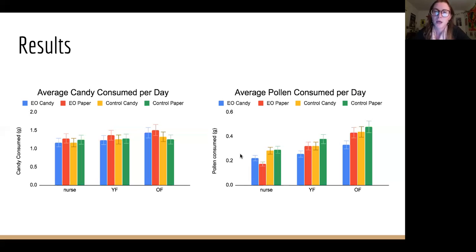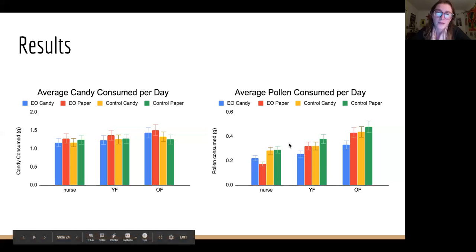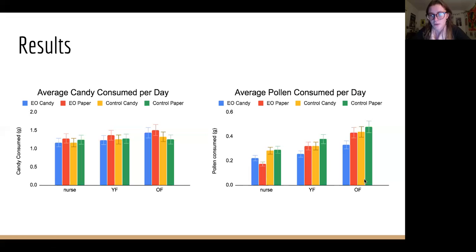And there does seem to be a pretty big difference depending on the age group that they're in. So the difference seems to be a little bit more severe, maybe in the nurses or in the old foragers, but they also just consumed overall more pollen when they were older, which is interesting because nurse bees generally need to be feeding the brood, and so they need to eat more pollen. So that's interesting.